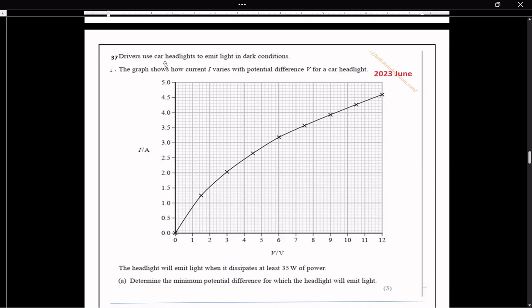The drivers use car headlights to emit light in dark conditions. The graph shows the current and voltage variation of a car headlight. The VI graph, or IV graph, of a car headlight is given, showing the current and the voltage.